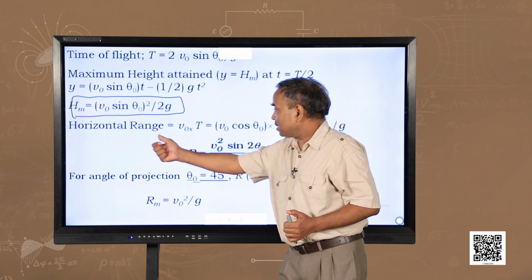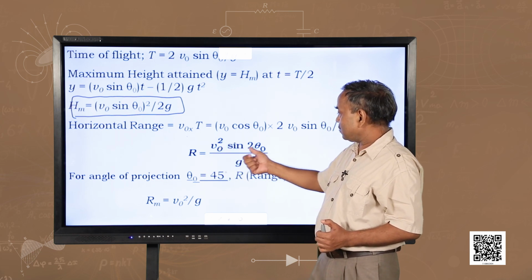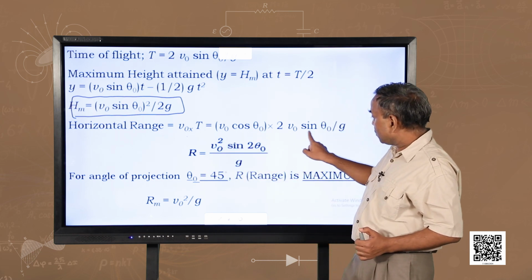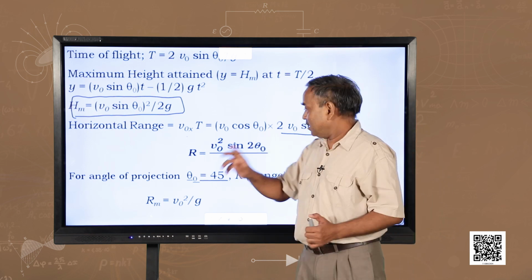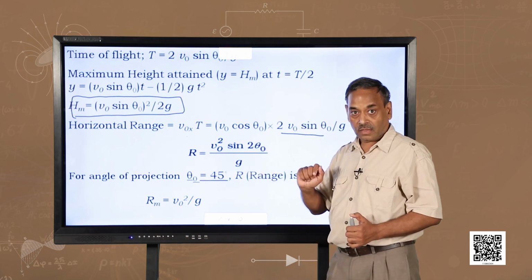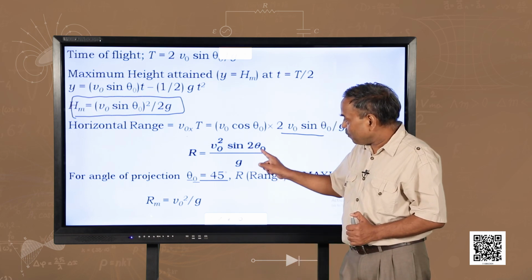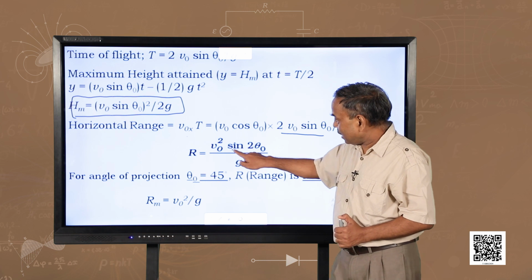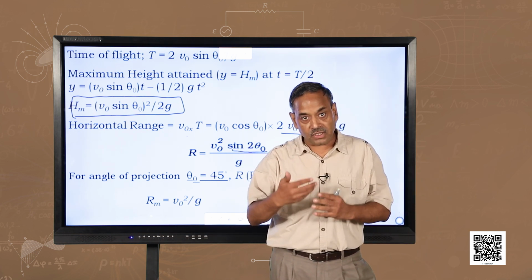This is what is happening. Horizontal range is nothing but R is equal to v 0 square sin 2 theta 0 by g. Sin 2 theta 0 is coming because here I am using 2 sin theta cos theta is nothing but sin 2 theta. This is the trigonometric identity which I have used here. Sin 2 theta can have a maximum value of 1.